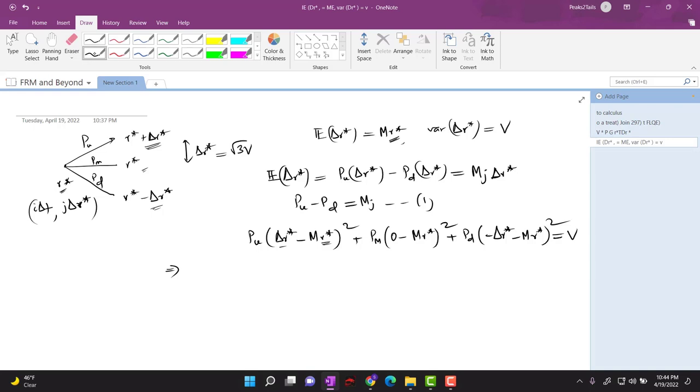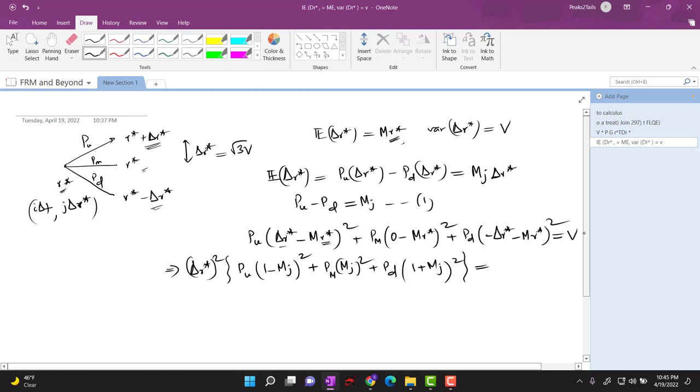Delta R star square, I got PU times 1 minus MJ square plus PM, again MJ square, plus PD. So minus A minus B whole square is the same as A plus B whole square. So this is just 1 plus MJ square. This is equal to, okay, let's keep it as V. But in the next step, remember our choice of delta R star, it is square root of 3V. So the square of delta R star would be 3V, and V and V will get cancelled. So I have this expression.